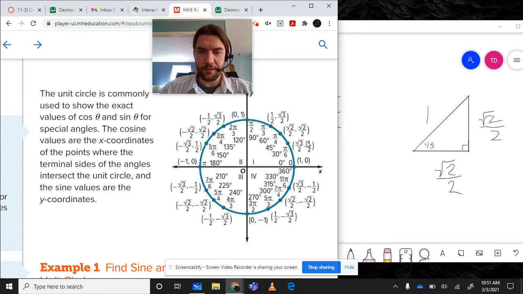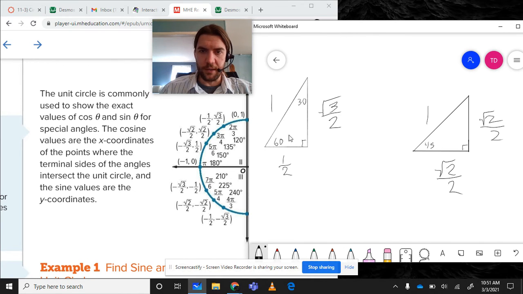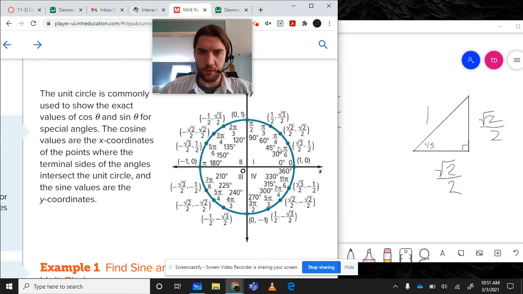When they tell us that the sine of 30 degrees is 1/2, well, we can see that here. 30 degrees, sine is opposite over hypotenuse, so we have 1/2 over 1. When we're looking for the sine of 60, it ought to be square root of 3 over 2 divided by 1, right? So square root of 3 over 2 for 60, which, yes, that is our sine value right there.